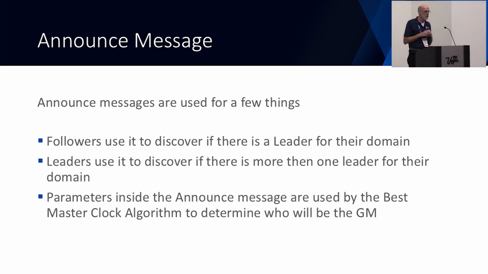So announce messages are used for a few things, okay? If I'm a follower, I use it to discover if there's a leader for the domain I'm following, okay? So I look for an announce message from domain 127, I find one, that's my leader, I start operating. The leaders use it to discover if there's more than one leader on the network for the domain that they're doing. And if there is, they look inside the announce message and they look at the parameters and use them with the best master clock algorithm to determine who will be the grandmaster.